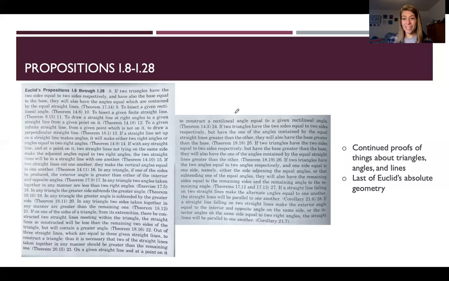Propositions 8 through 28, there's a lot of them. There's nothing very specific about them besides they continue to build on triangles, angles, and lines. He starts defining all sorts of things relating to the angles of triangles and angles of lines. And it's actually the last of Euclid's absolute geometry. So after proposition 28, he has to use his 5th postulate, the parallel postulate, to be able to prove his other propositions.